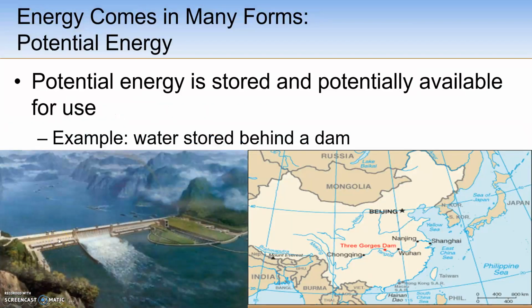Potential energy is stored energy, such as water stored behind a dam and the chemical bonds in gasoline. Potential energy can be changed to kinetic energy, such as releasing water from behind a dam can spin a turbine to create electricity, or the burning of gasoline in a car.